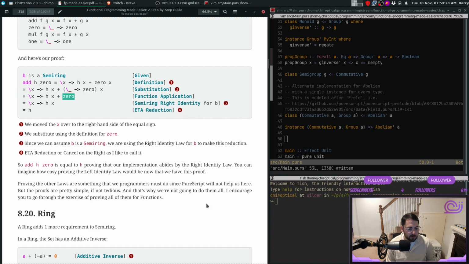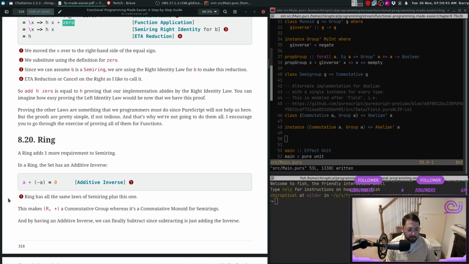Proving the other laws is something that we programmers must do. Oh, okay. Sorry, I completely misread that sentence and it blew my mind.